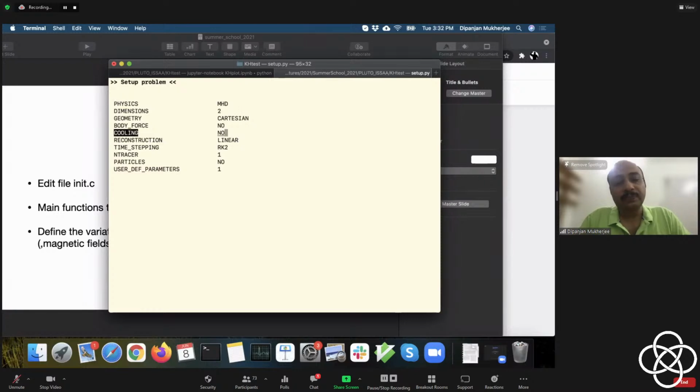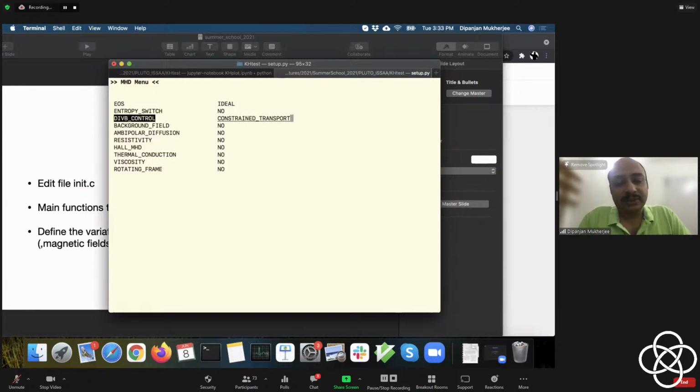No cooling as well. We have a linear reconstruction, as somebody was asking, what is the nature of the reconstruction? We have other schemes, LimO3, parabolic, MP5, etc., flat, but we use linear. Time stepping, this is the second order Runge-Kutta, third order Hancock, etc. We'll use second order. And in this way, you can, in a simple way, choose different schemes. You have to choose your equation of state, which for this case, I have assumed an ideal gas.